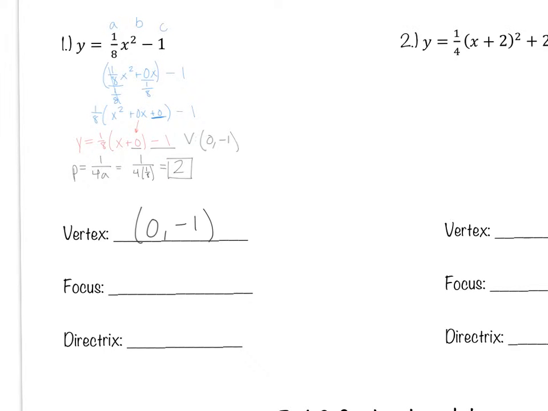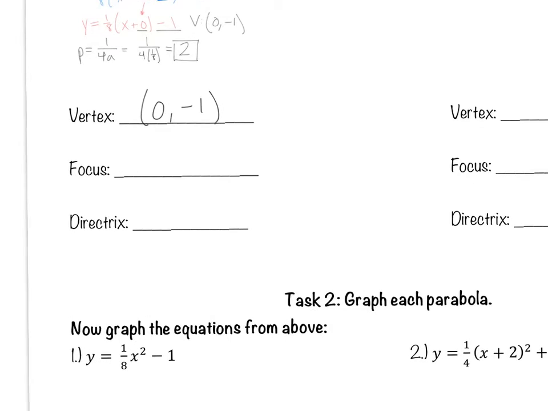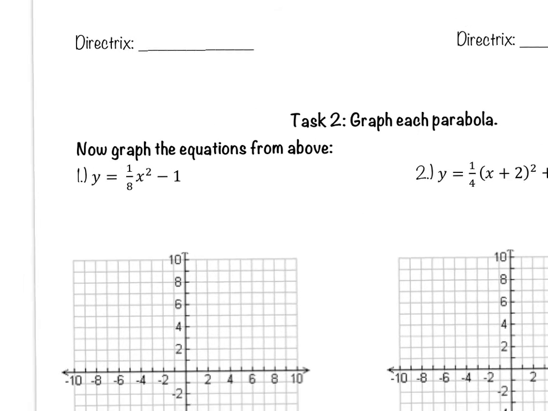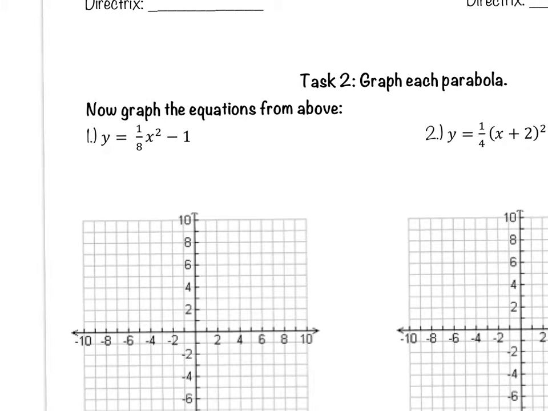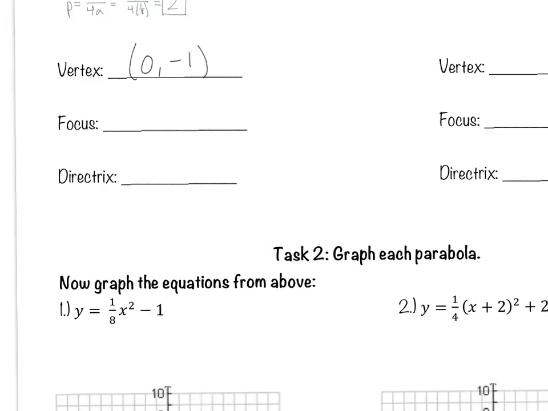And when we go down here, it's the same thing, but I'm going to work with a graph. You'll see how this is the same thing. So I'm just going to look at the graph. So the vertex was at 0, 1.